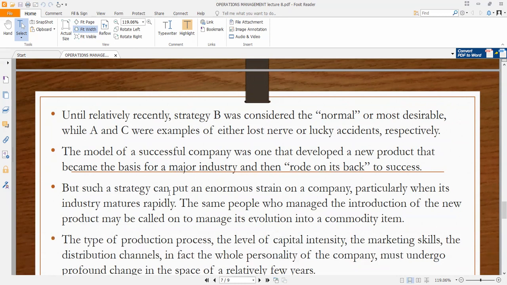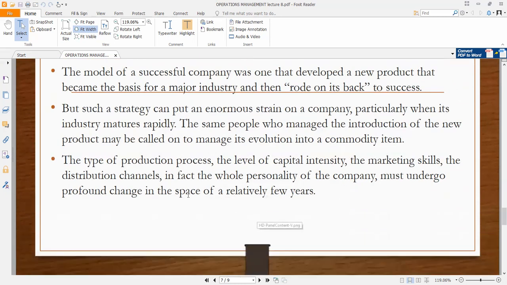But such a strategy can put an enormous strain on a company, particularly when its industry matures rapidly. The same people who manage the introduction of the new product may be called on to manage its evolution into what? A commodity item. Now, the type of production process, the level of capital intensity, the marketing skills, the distribution channels, in fact, the whole personality of the company must undergo profound change in the space of relatively few years.